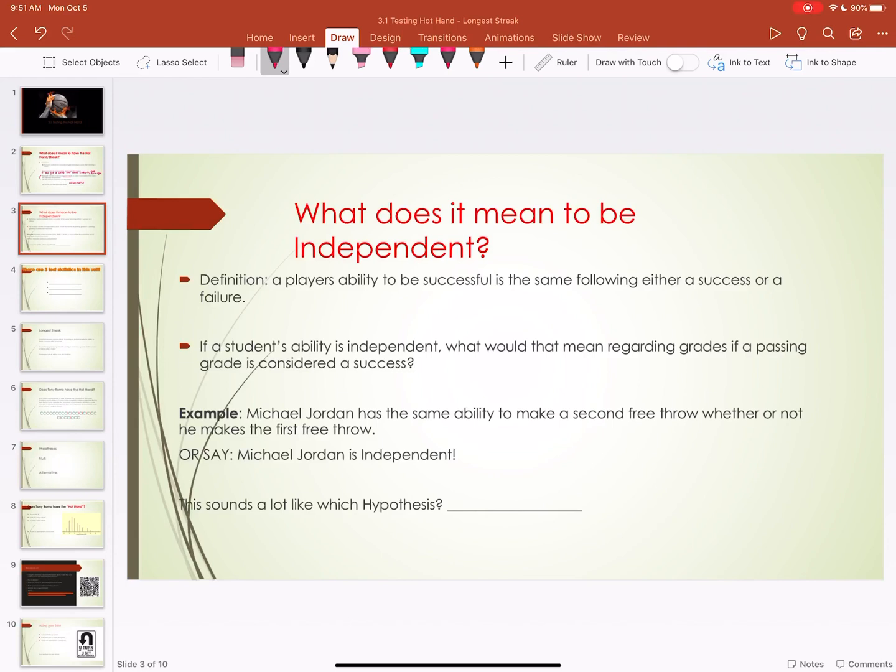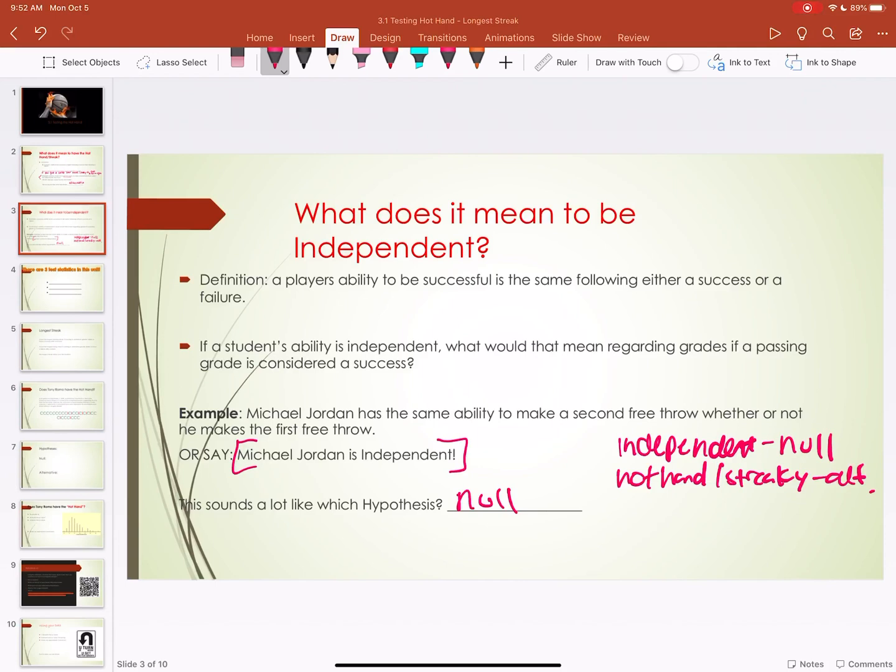Now we have something called independent. A player's ability to be successful is the same regardless of whether they got a success or a failure. If we're talking about a student's ability, independent means you might fail a test, and you're no more likely to fail or pass the next test. Or if you get an A, you're not more likely to get an A or fail the next time. Each trial is independent of the next trial. So Michael Jordan has the same ability to make a second free throw whether or not he's made the first one. We can also say Michael Jordan is independent. This sounds a lot like our null hypothesis. So we use the phrase independent for the null, and we use the phrase hot hand or streaky for the alternative.